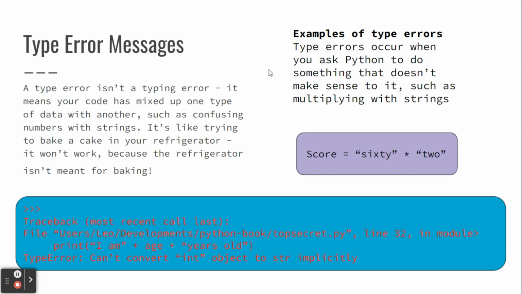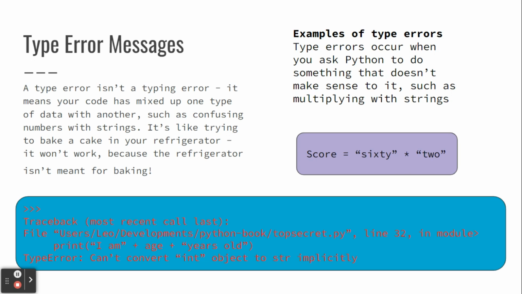So here is the first kind of error message that we're going to talk about, which is a type error. A type error isn't a typing error, I know it sounds like that, but it actually means your code has mixed up one type of data with another, such as confusing numbers with strings. It's like trying to bake a cake in your refrigerator. It won't work because the refrigerator isn't meant for baking. If you ask Python to do something impossible, don't be surprised if it won't cooperate.